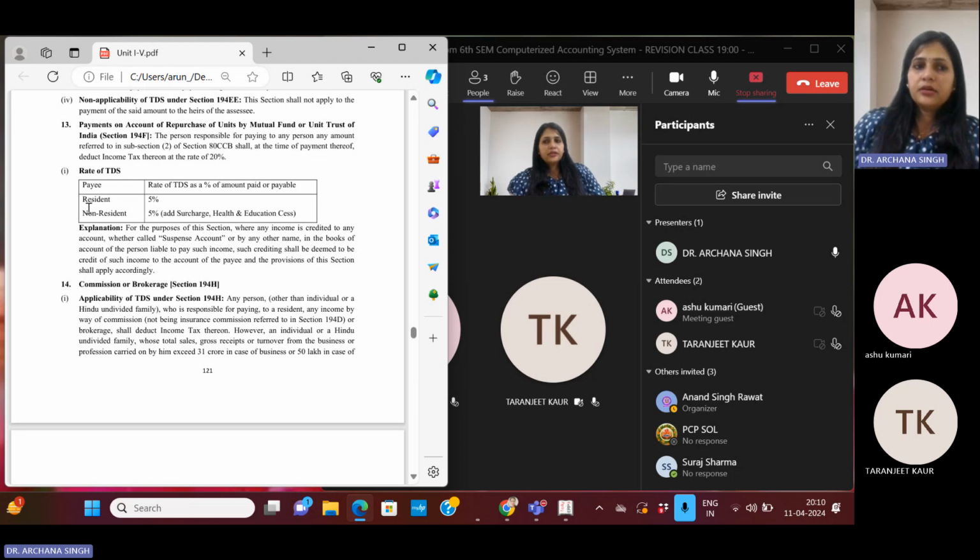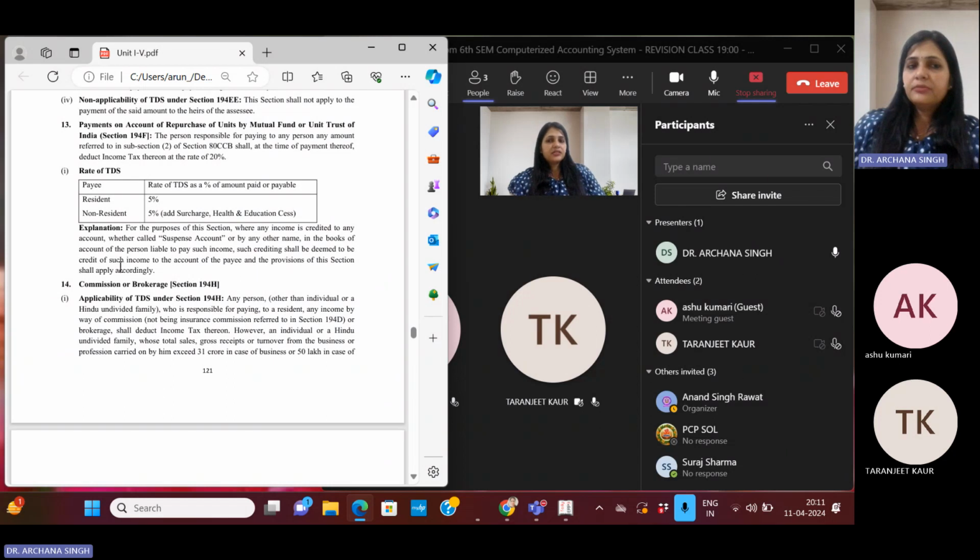And what will be the rate at that time of making payment? Rate of TDS as a percentage of the amount paid or payable. Of the amount that is payable or that they have paid, the percentage rate of TDS, they will deduct 20%. Or whether he is a resident or non-resident, in that case, if he is a resident 5%, non-resident 5%, then in that he has to add the surcharge, health and education cess. What is the explanation basically?